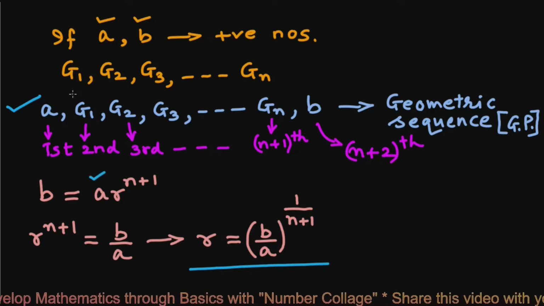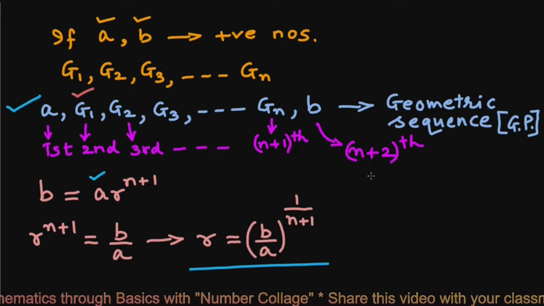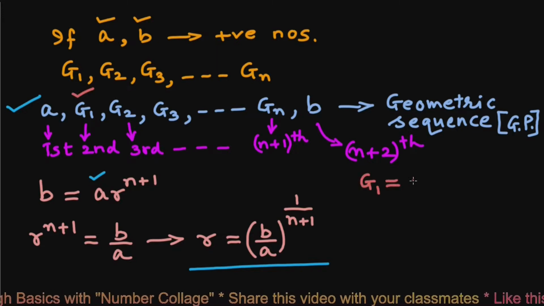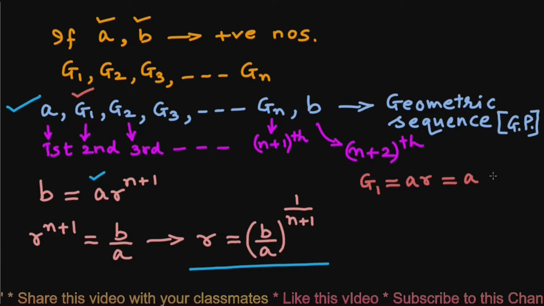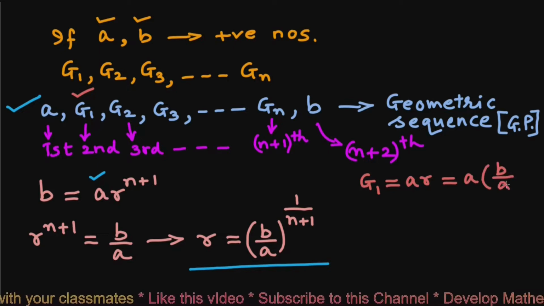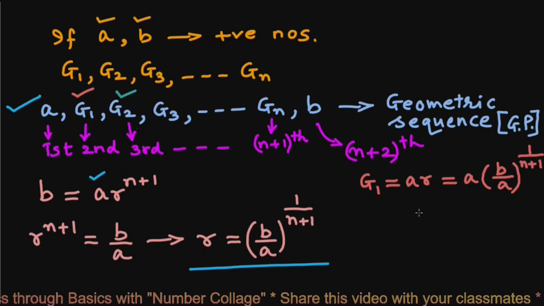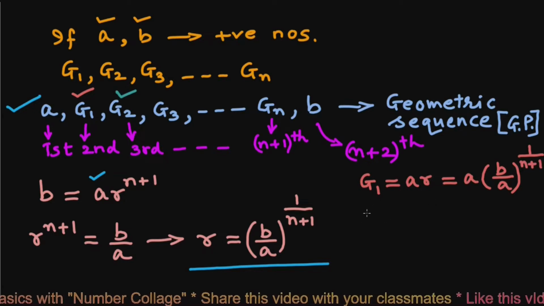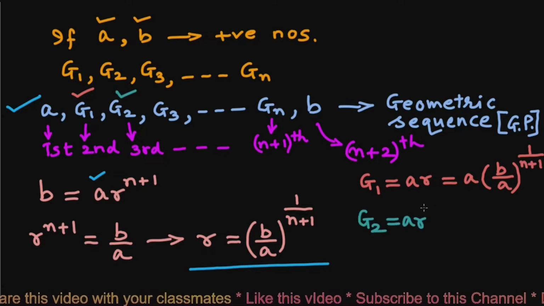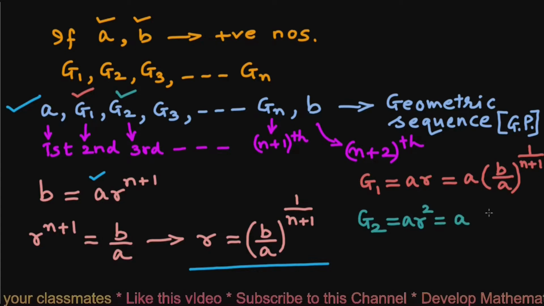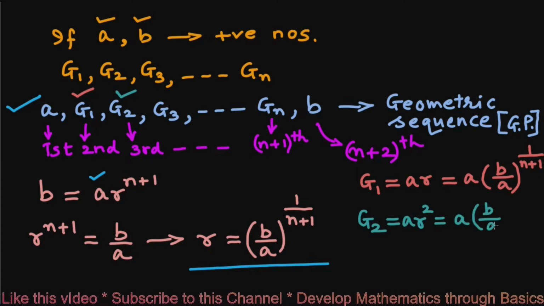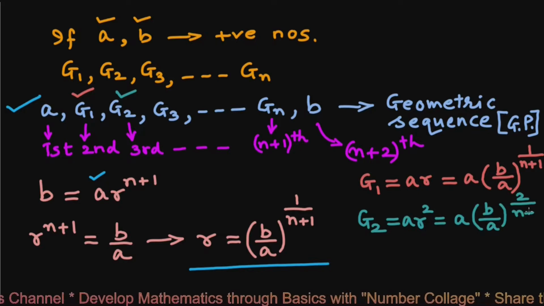Now we write g1 being the second term as g1 equals ar, that will be a times b upon a power 1 upon n plus 1. This g2 being the third term, we write g2 equals ar square, that will be a times b upon a power 2 upon n plus 1.